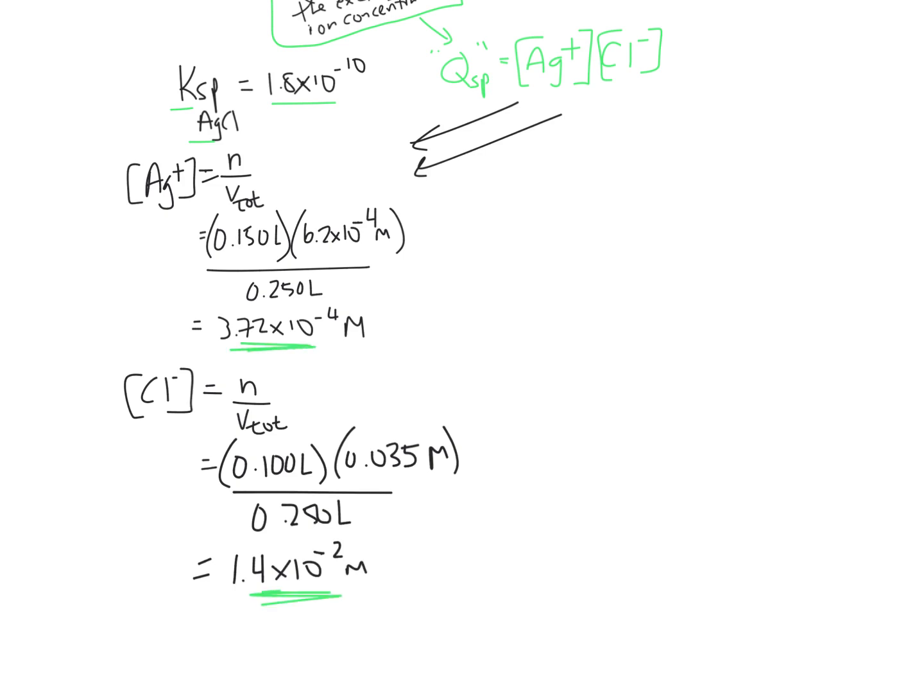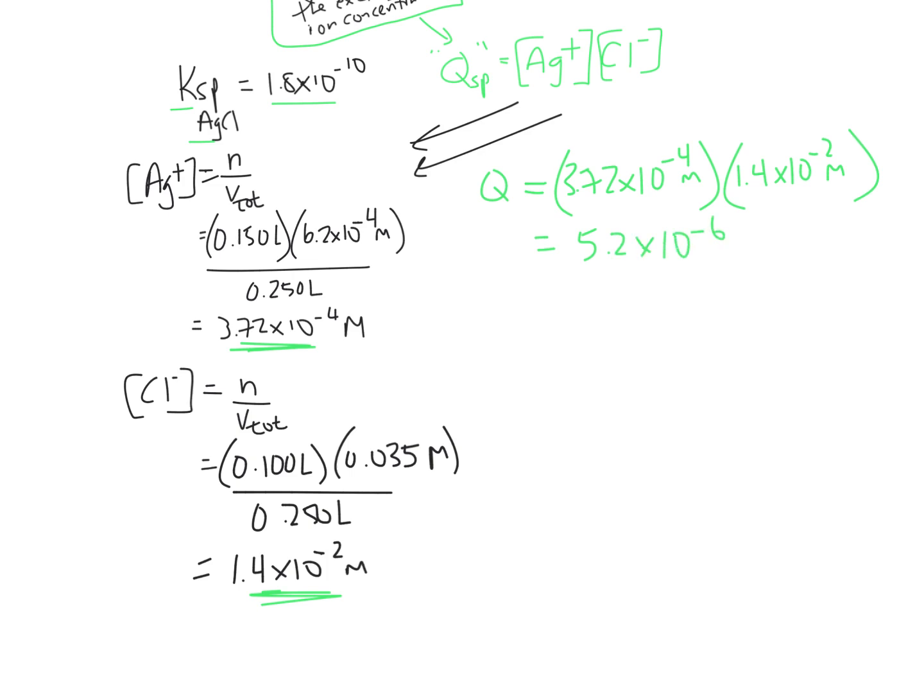Okay, so you're going to take these two values that we just determined, and you're going to plug those into the QSP expression. So the Q expression will be 3.72 times 10 to the minus 4 multiplied by 1.4 times 10 to the minus 2. Put that into your calculator, and you're going to get 5.2 times 10 to the minus 6.